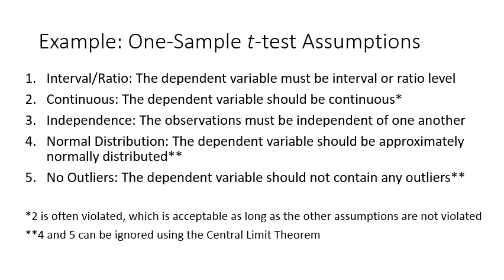So the normal distribution and no outliers only applies to sample sizes of less than, let's say, 20 to 30. If your sample size is greater than that, then especially once your sample size gets up into the 100 to 200 range or larger, then the central limit theorem is going to fix these assumptions.